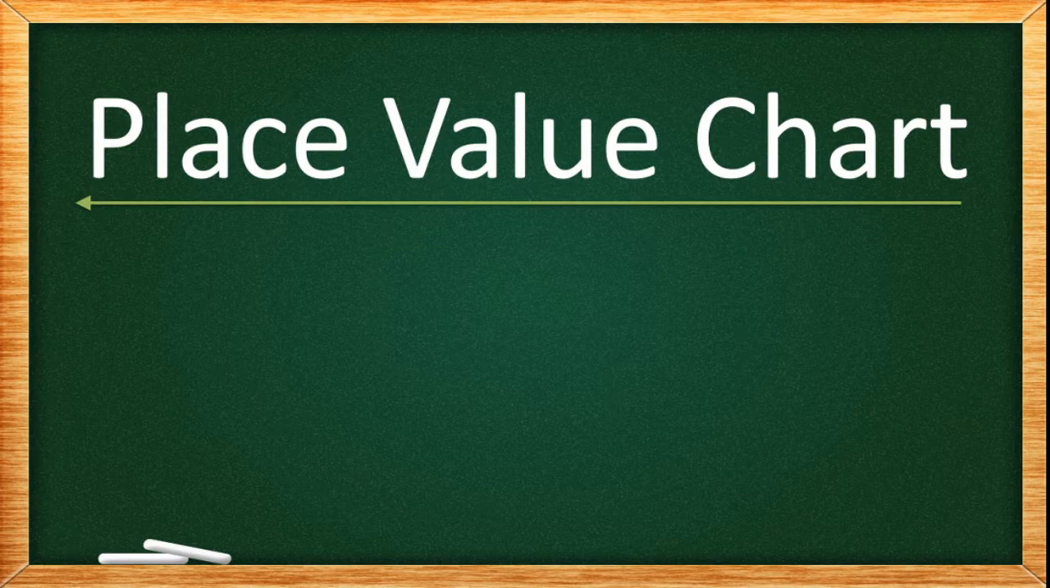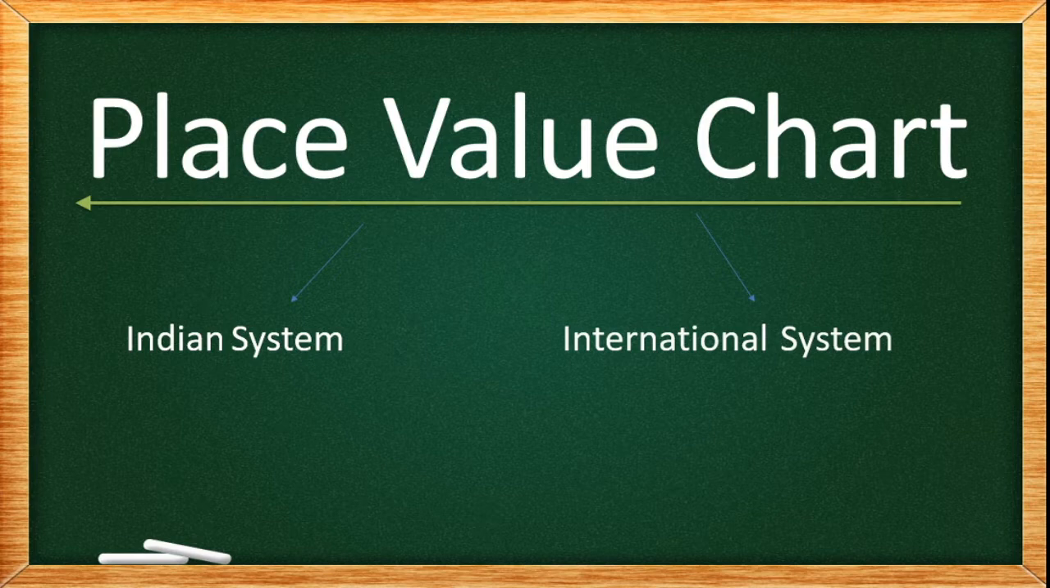Now we will learn about the place value chart. A place value chart is a table which displays all the places in a well arranged order. There are two types of place value chart. First one is the Indian system. Second one is the place value chart for the international system.